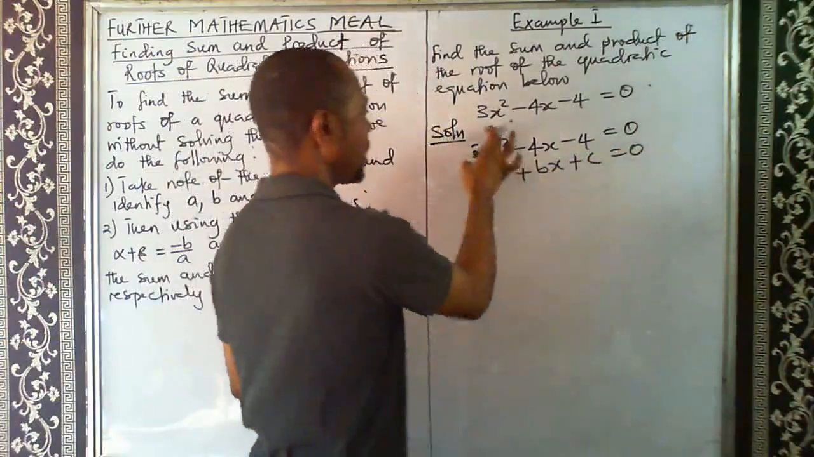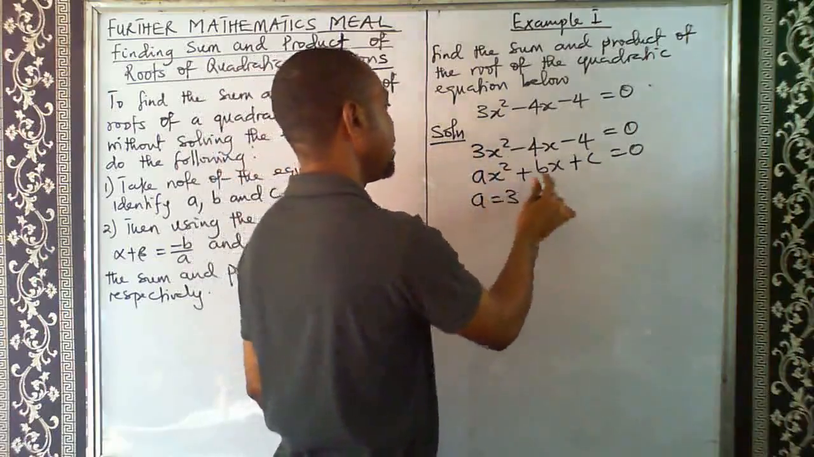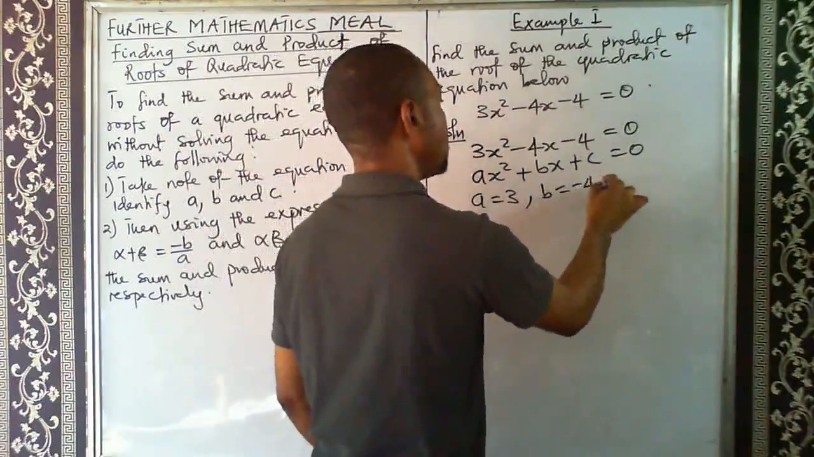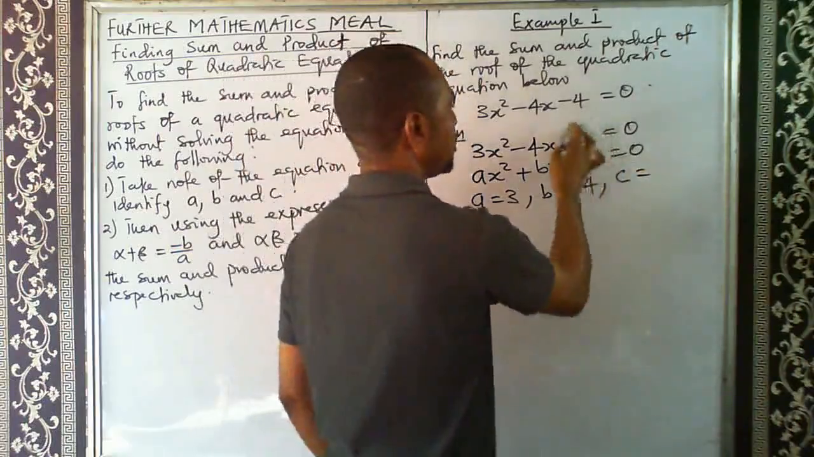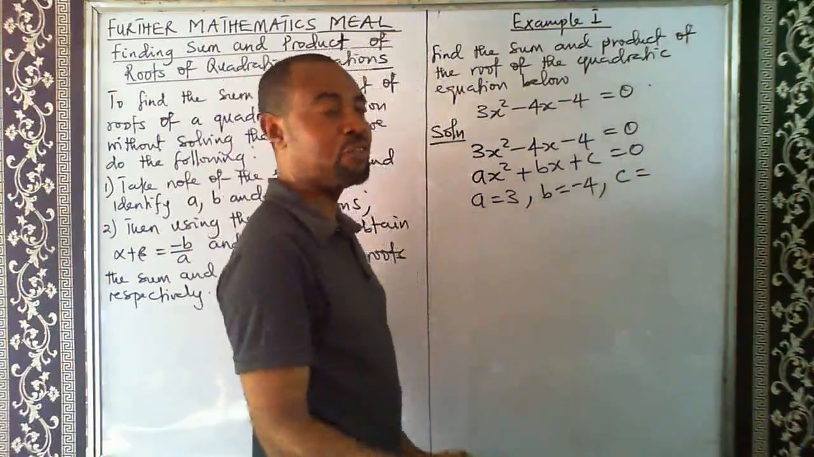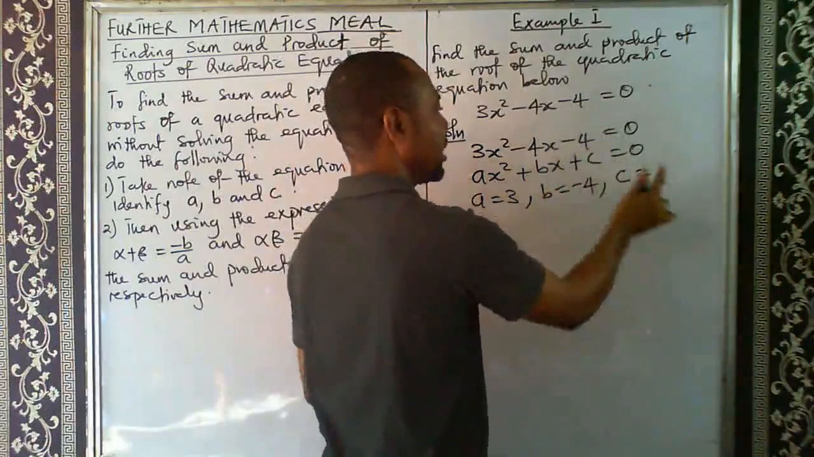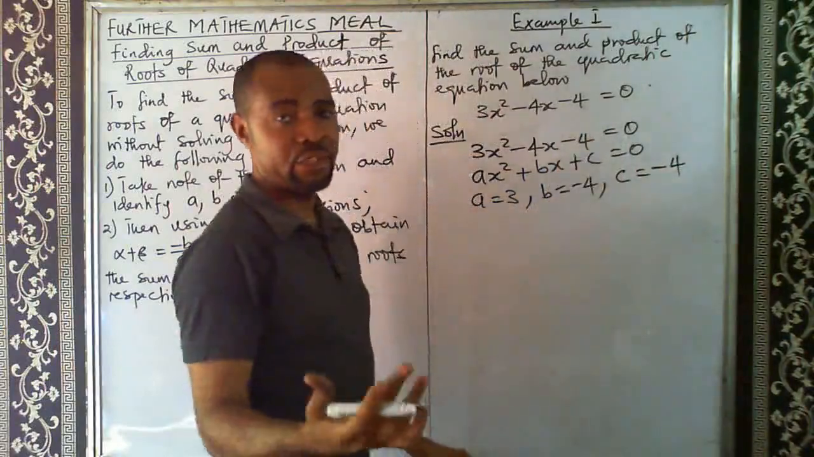So using this, we can identify A. A is the coefficient of x squared, so A is 3. B is the coefficient of x, so B is minus 4. And C is the coefficient of what? Oh, sorry, C is the constant term, which is actually the coefficient of x raised to power 0. So C is the constant term, the term without x. So C is minus 4, the term that has no x attached to it.